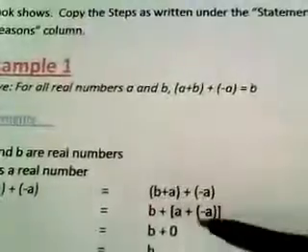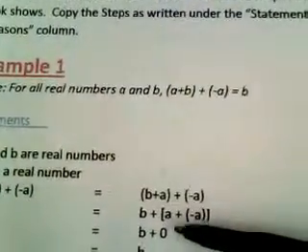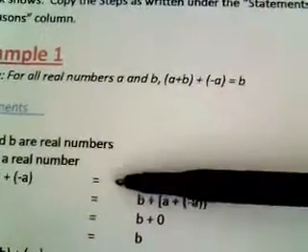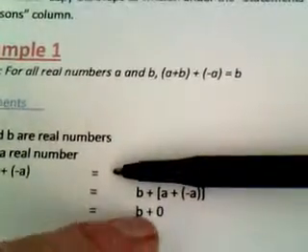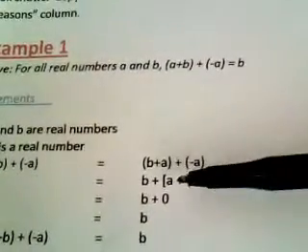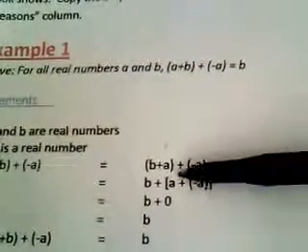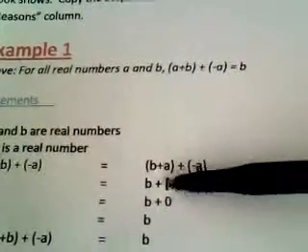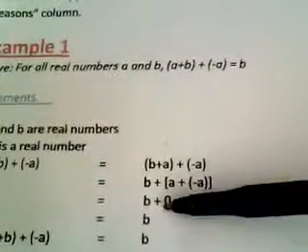Okay, then we go on to what has changed from this line, and you can cross that off for the students. What has changed from this line to this line? And they notice that the B's are the same, the plus is the same, but the A plus negative A has become a 0 down here. So this part has become a 0.